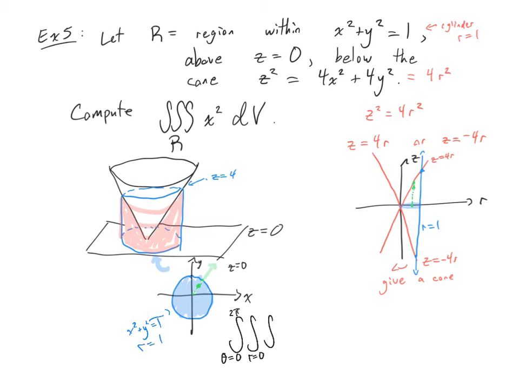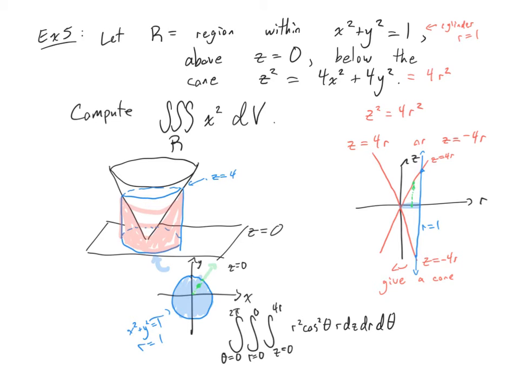So that's also r equals 1. So r goes from 0 to 1, and then z goes from 0 to 4r. And that's it. I guess I need to plug in my x's: r squared cosine squared theta, r dz, dr, d theta. And at this point, you're in good shape to do the rest of the integral.